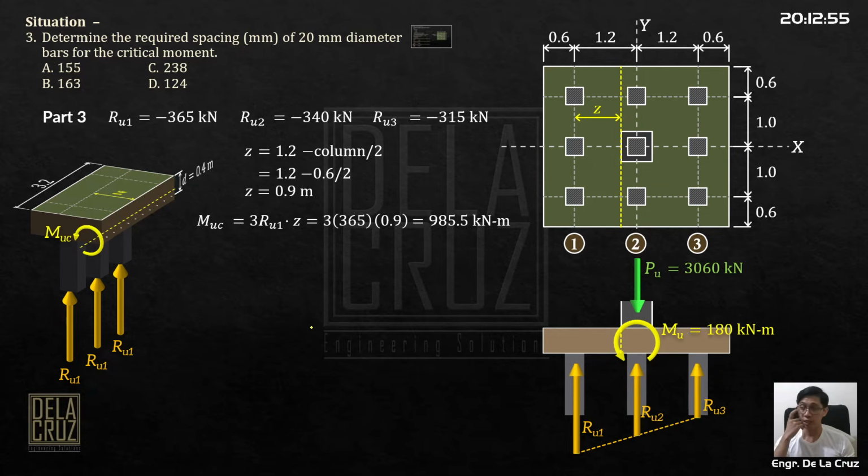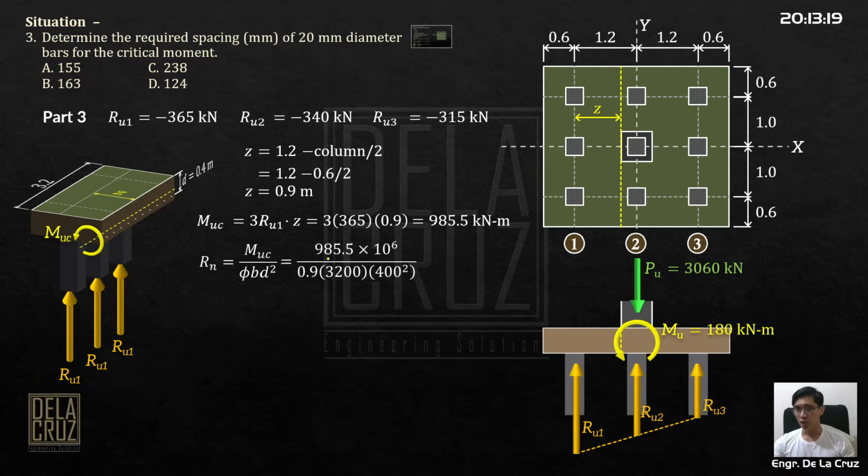Okay, for a footing, pwede mo itong gamitin na procedure, no? Kunin mo agad yung Rn. Kasi automatic, it is tension controlled. And bihira lang itong mag-doubly reinforce. No? Siguro sa special cases. Pero wala. Practically, hindi siya magiging doubly reinforced talaga. So, follow this procedure. Kunin mo yung Rn. Resistance yan for moment. So, MUC 985.5 times 10 raised to 6 Newton millimeter.